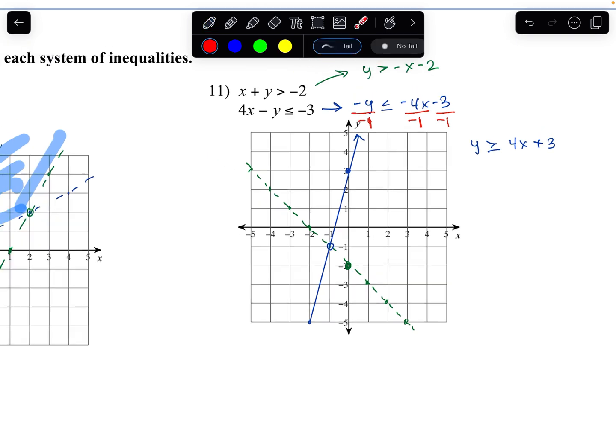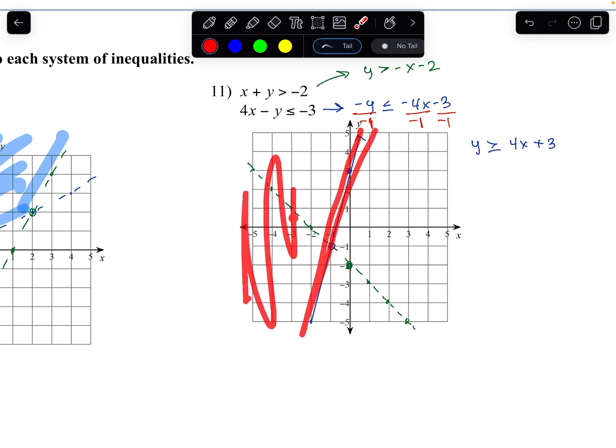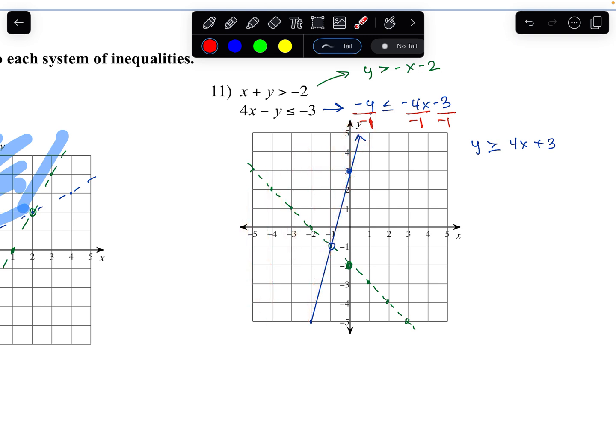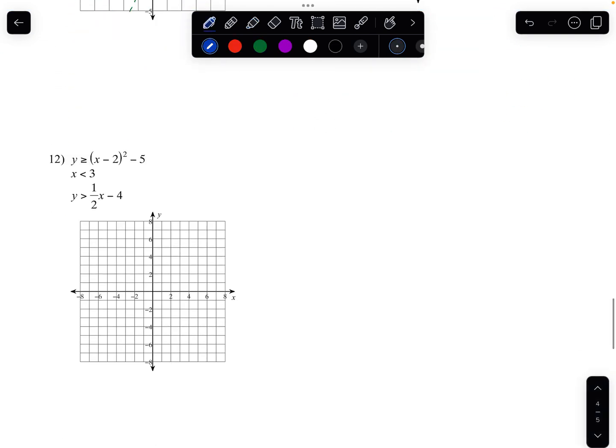Okay? For the first one, this green equation, we're shading above because it's greater than. So all of that right there. For the blue line, we're also shading above because we're greater than, so all of this right here. So the shared region would be this right here. Okay, on to the next.